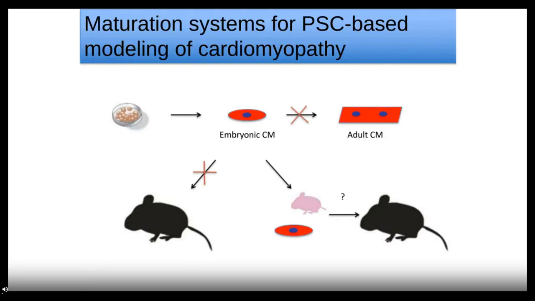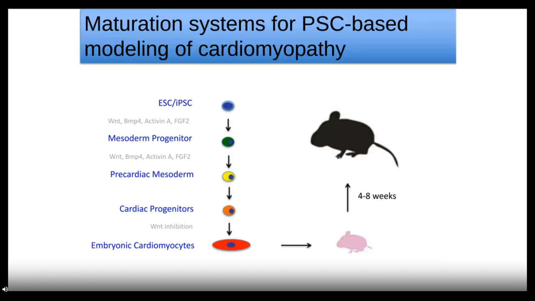So we then asked ourselves what it is that makes the difference. And we started to think, what if we inject cells at an earlier stage? Because we know that cells from birth are maturing throughout adulthood. So we tested this hypothesis of injecting embryonic cardiomyocytes into newborn rats.